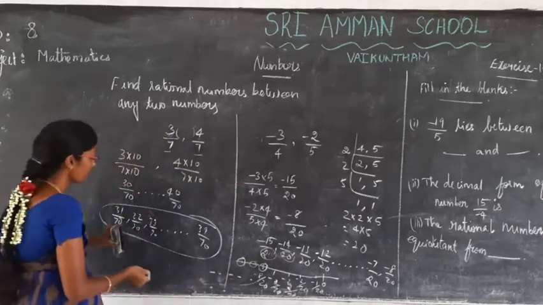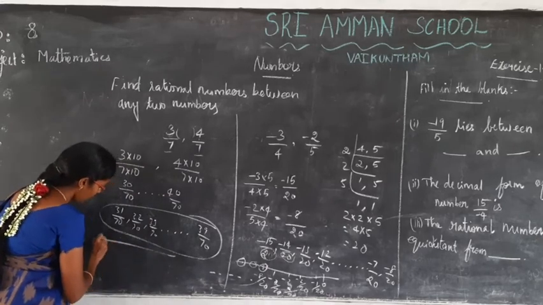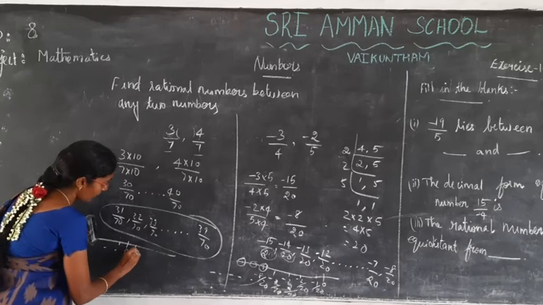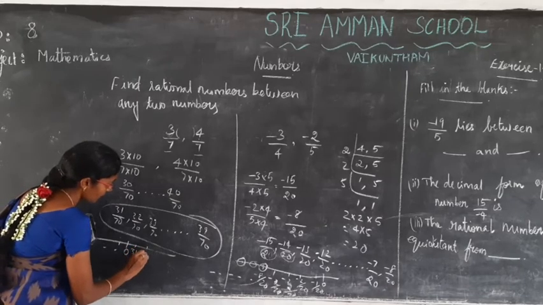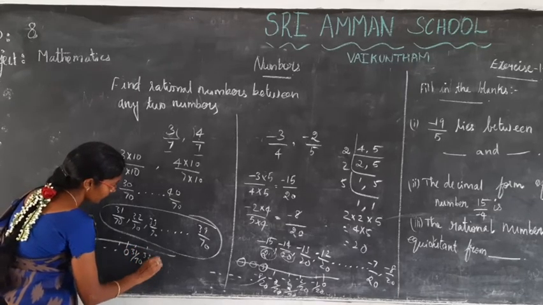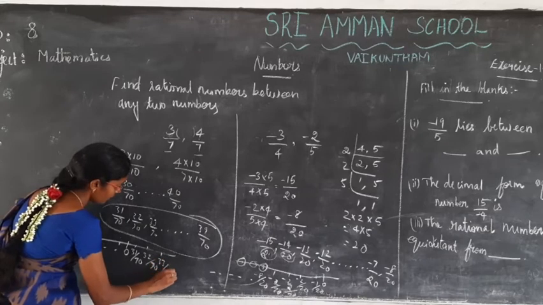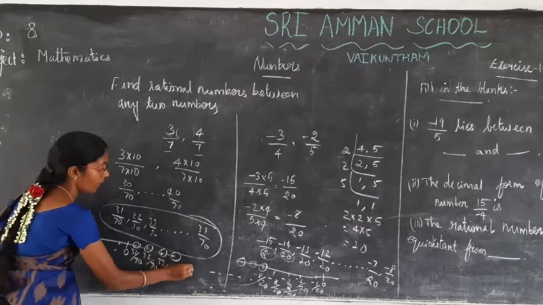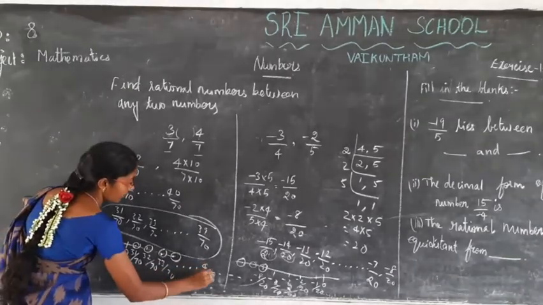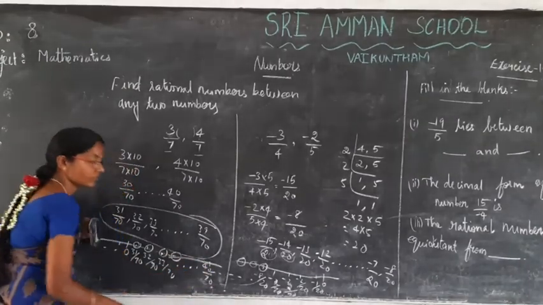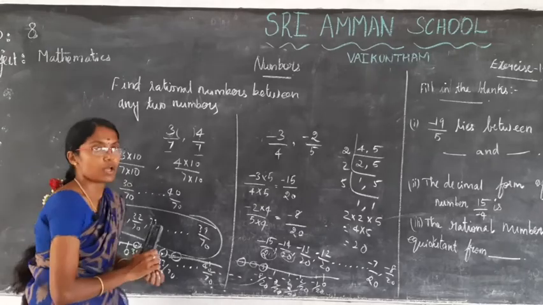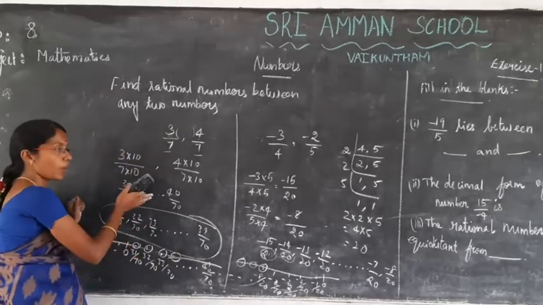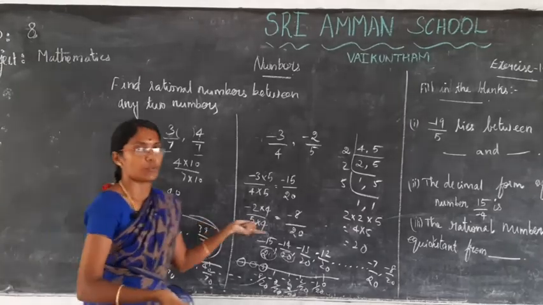You can also represent the positive numbers on the number line. So 0, this side is minus and this side is plus. So we can take 31 by 70, 32 by 70, 33 by 70, and represent them like this up to 40 by 70. Okay, like this only you have to find the rational numbers between any two numbers. Okay, this is a positive side and this is a negative side.